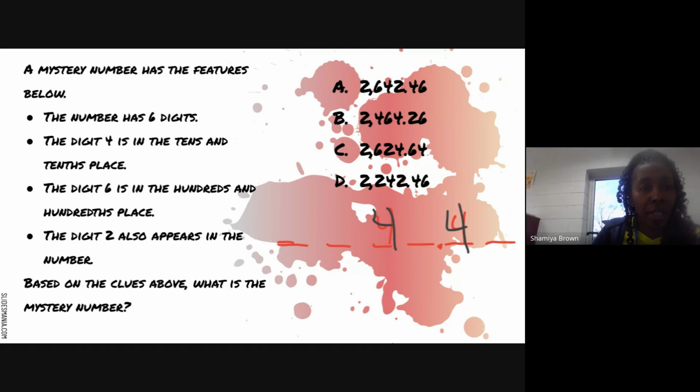All right, and then it says the digit 6 is in the hundreds and hundredths place. So I'm going to have a 6 in the hundreds place. So that's going to be a 6 here. And then a 6 in the hundredths place. Make it here. Okay, then it says the digit 2 also appears in the number. I'm sorry, I just did something wrong. This is not the hundredths place.